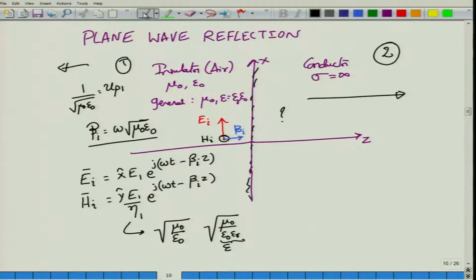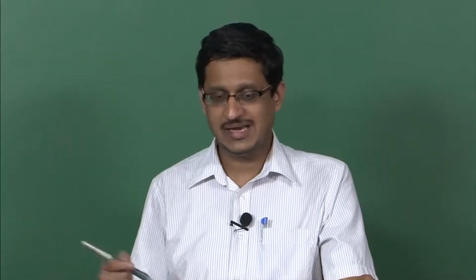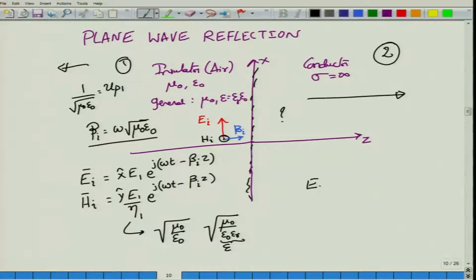So, you will have a reflected field. This reflected field must propagate along the minus z direction, because of course the incident wave is propagating along the plus z direction. So, let me tentatively write the reflected electric field, corresponding to the reflected uniform plane wave, as having the same direction as the incident wave.